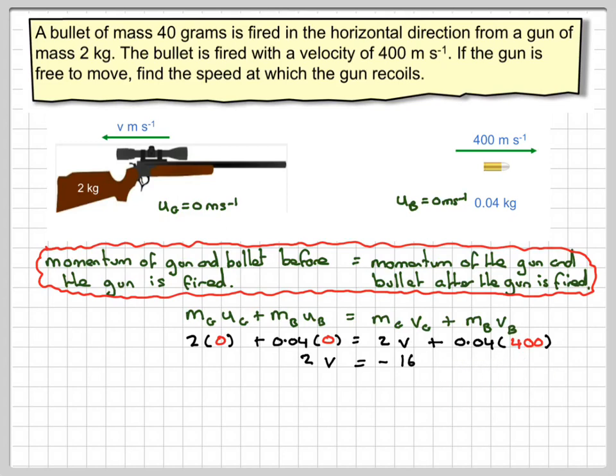So if we take that over here, that will make it negative. Then dividing through by 2, we're going to get the final velocity of the gun will be minus 8 meters per second.